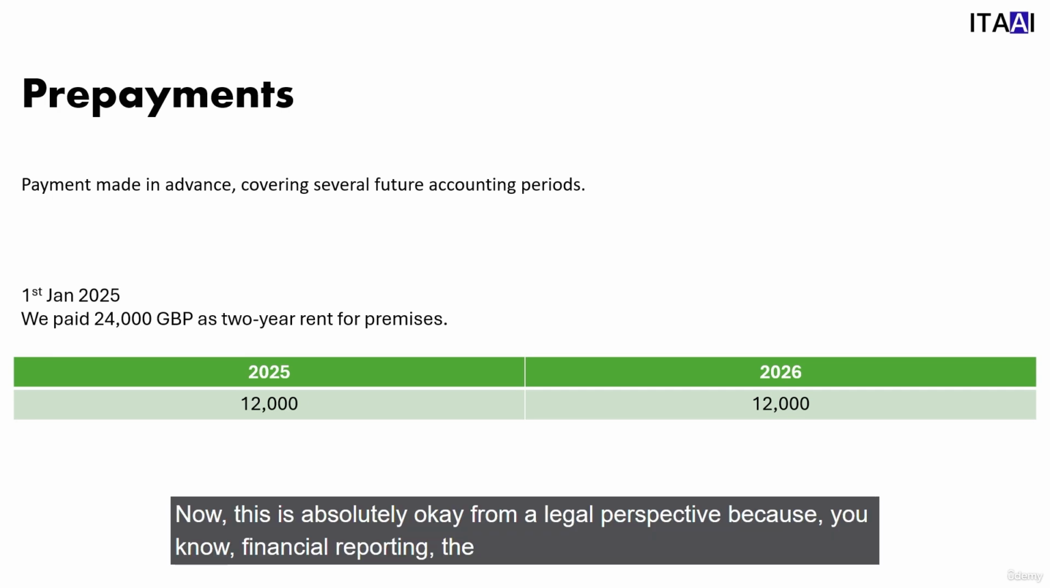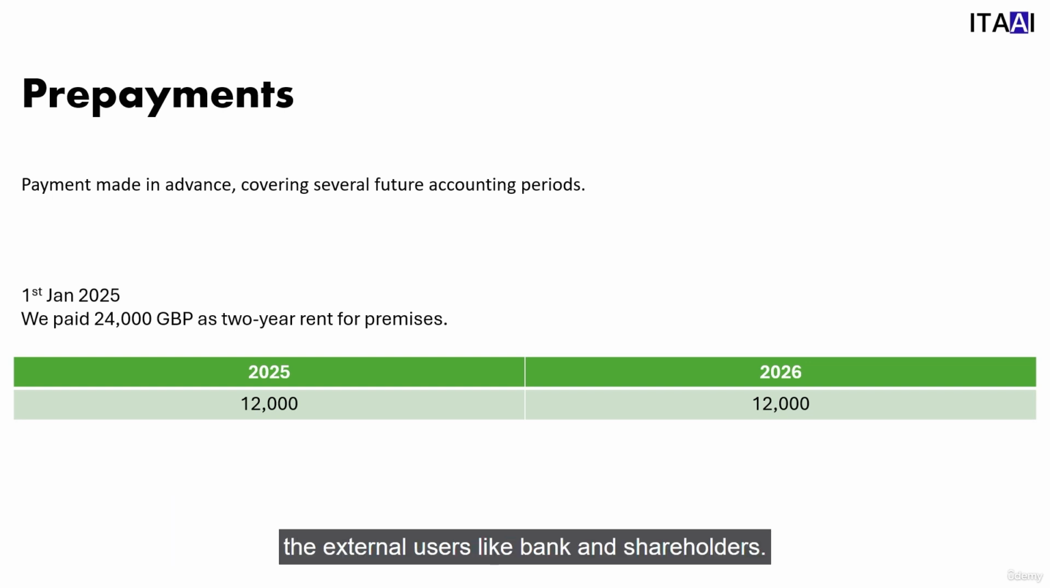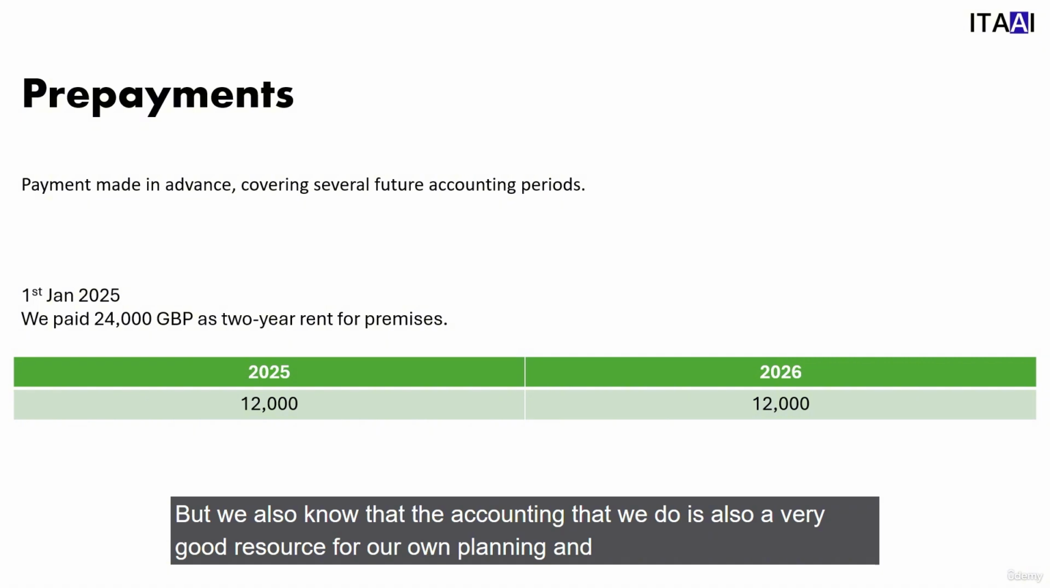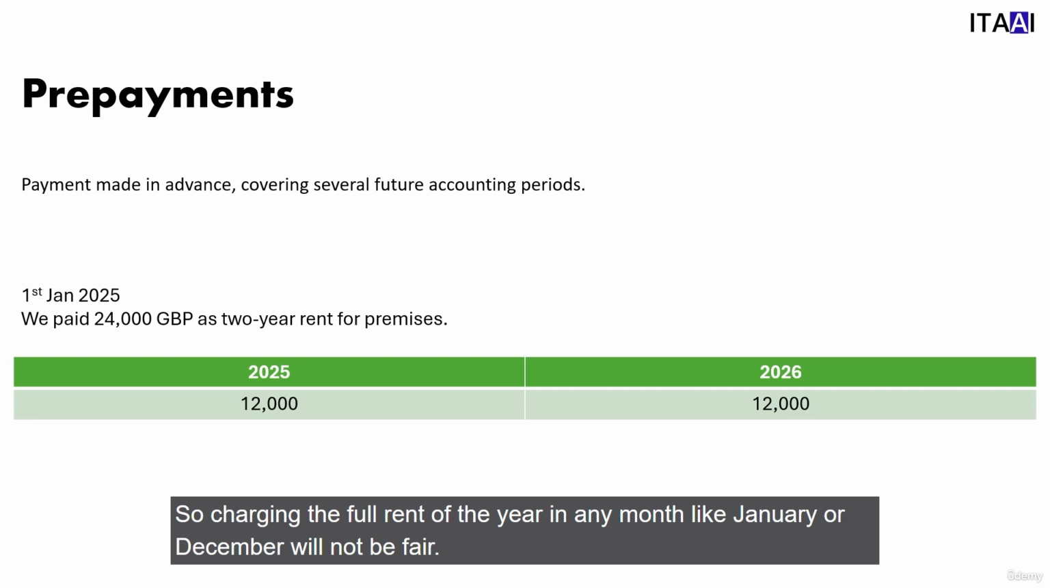Now this is absolutely okay from a legal perspective because financial reporting, the reports that we prepare, the income statement and the balance sheet, is prepared annually for external users like banks and shareholders. But we also know that the accounting that we do is a very good resource for our own planning and decision making. We do check our profit and loss statement regularly to know what is happening in our business. So, charging the full rent of the year in any month like January or December will not be fair.